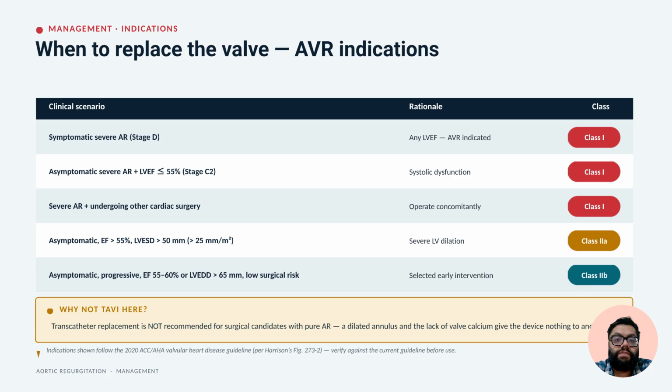Step down to class IIA, the asymptomatic patient with a still normal ejection fraction but a severely dilated ventricle, an end systolic dimension beyond 50 millimeters. Class IIB covers carefully selected earlier intervention. Progressive disease with an ejection fraction in the mid to high 50s or a very dilated end diastolic dimension in someone at low surgical risk. Finally, note why transcatheter replacement is not the answer here. In pure regurgitation, the annulus is wide and there is no calcium for the device to grip. And do verify these numbers against the latest guideline.